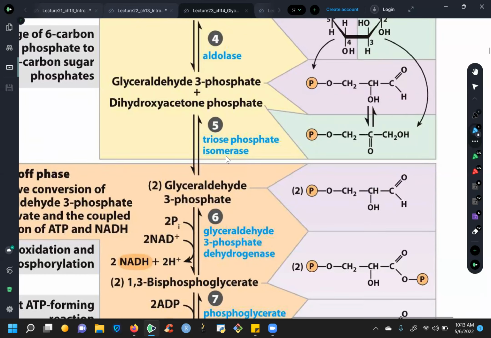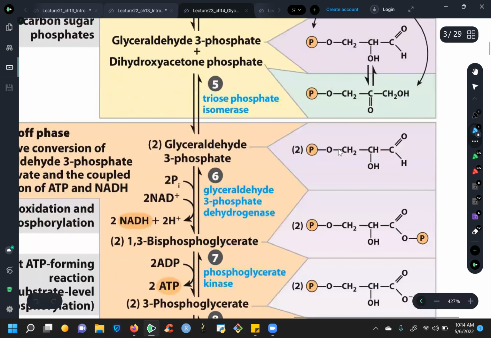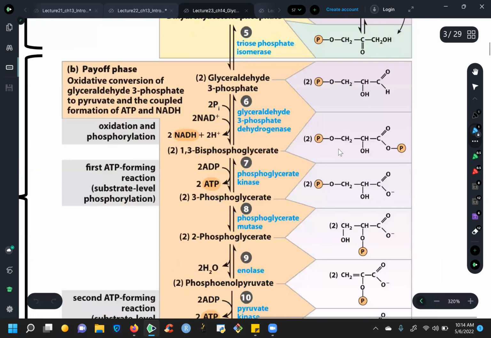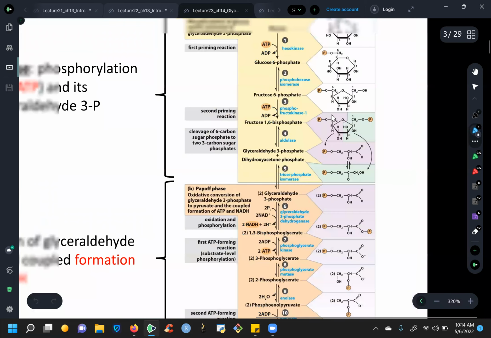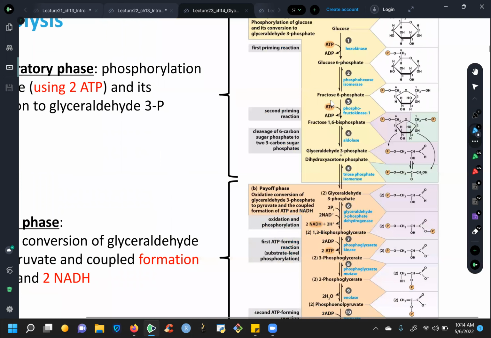So we know that we're having an isomerization reaction in order to convert this dihydroxyacetone phosphate into glyceraldehyde 3-phosphate. And all it does is it moves this carbonyl to this carbon over here. And that was the end of the preparatory phase reactions, the first 5.